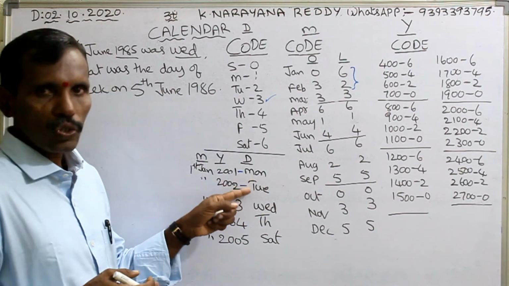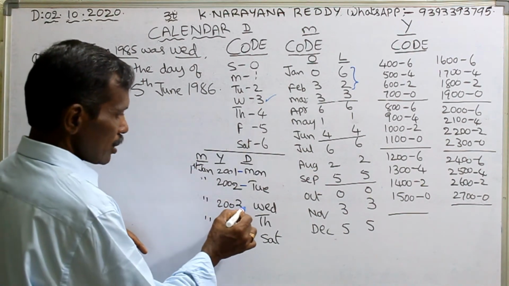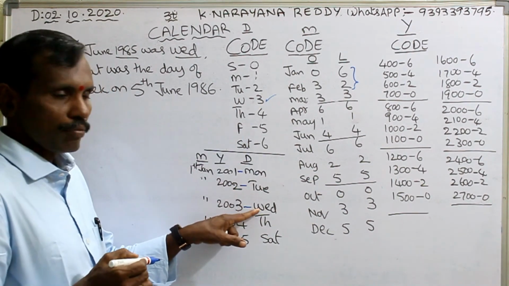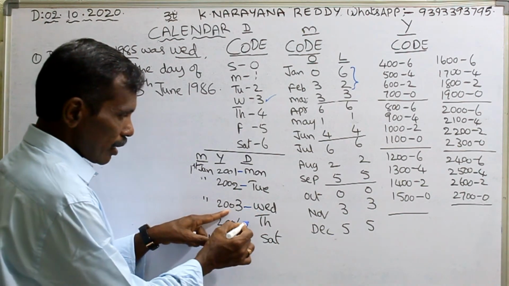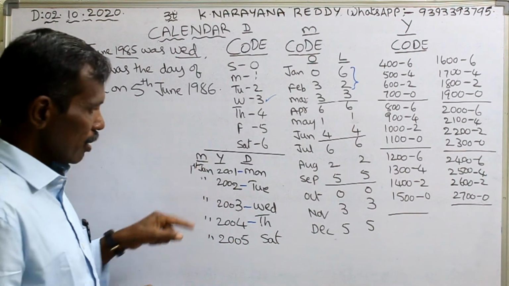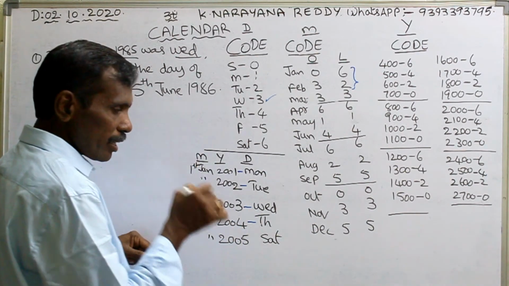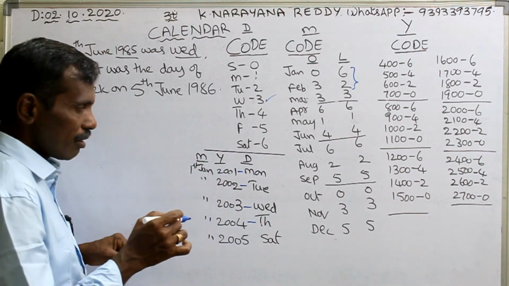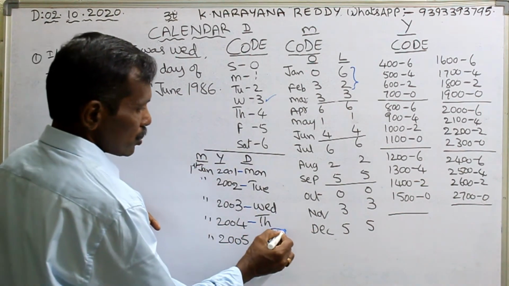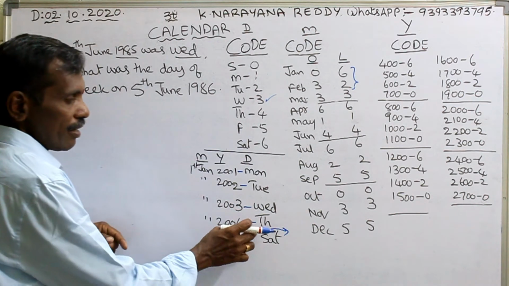Next day means Monday, Tuesday. This is also an ordinary year. 2002 is also an ordinary year, so next day. 2003 is also an ordinary year, comes the next day. Same date, 1st Jan. But 2004 is a leap year. That is why alternate day. Next day means Friday goes. There is no Friday here.